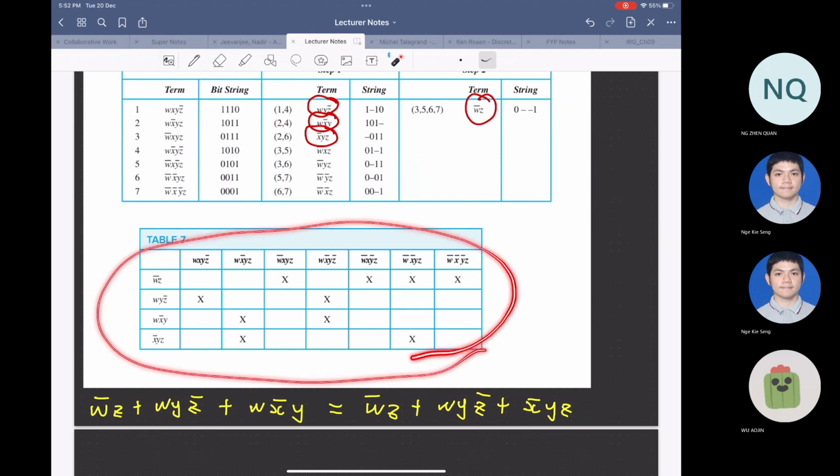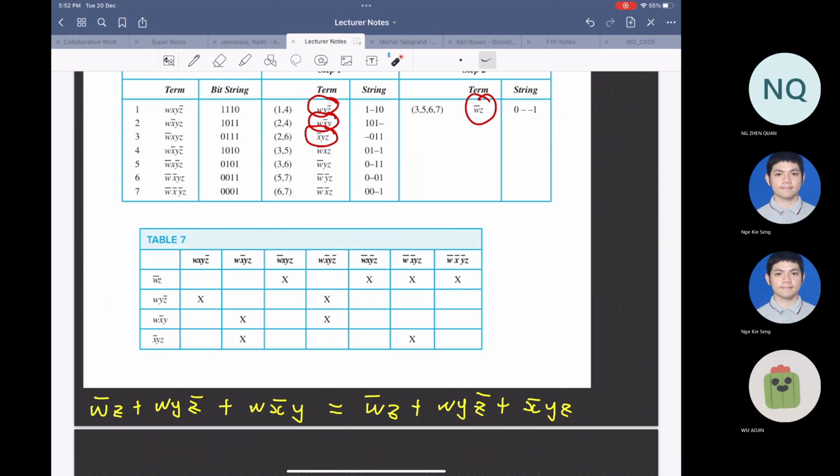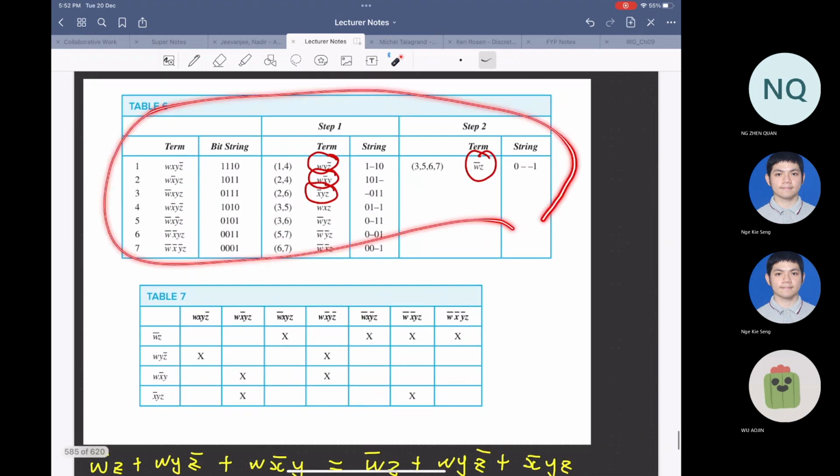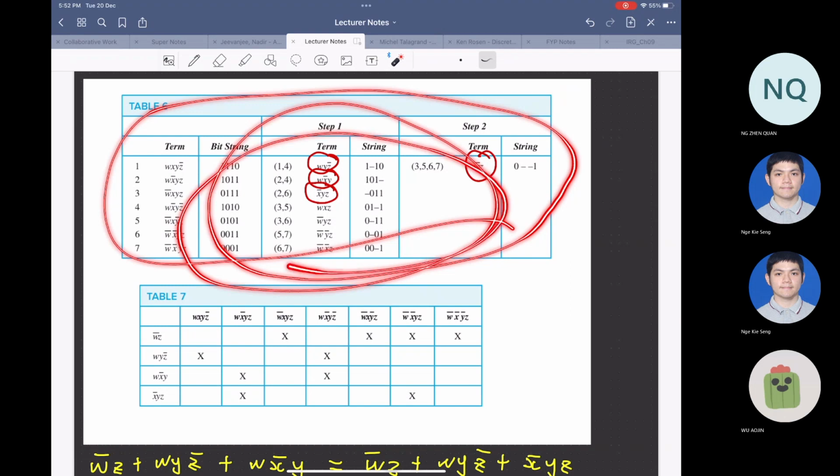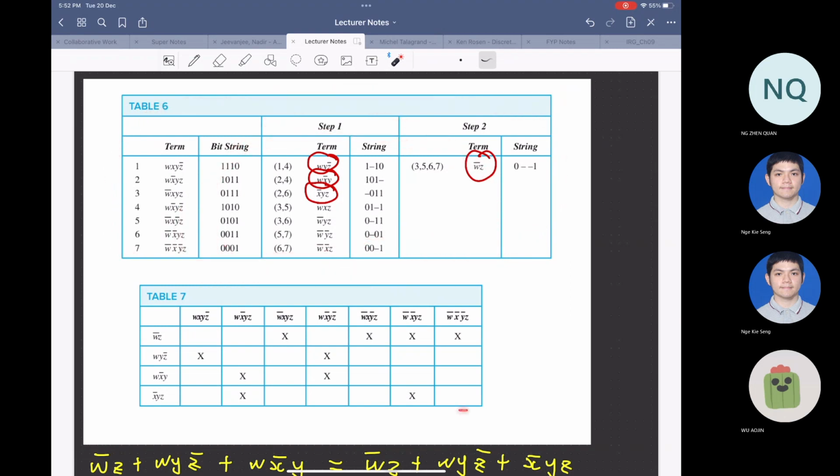Okay. Do you know how to build this table here? Anyone know how to build a table here? Okay. Up to here is it okay? Up to here, okay. So how to build the table here? So these four implicants are obtained from this table here. Okay, the unused Boolean product.